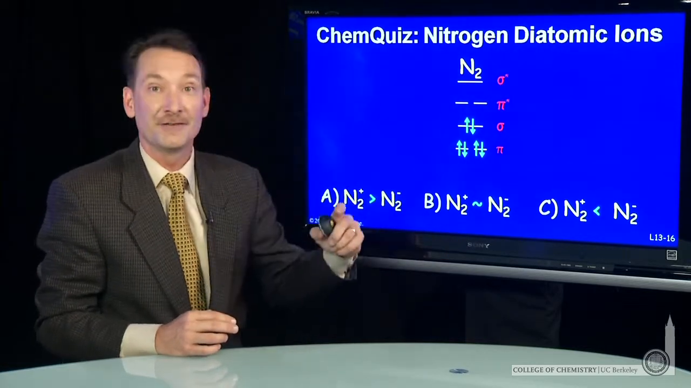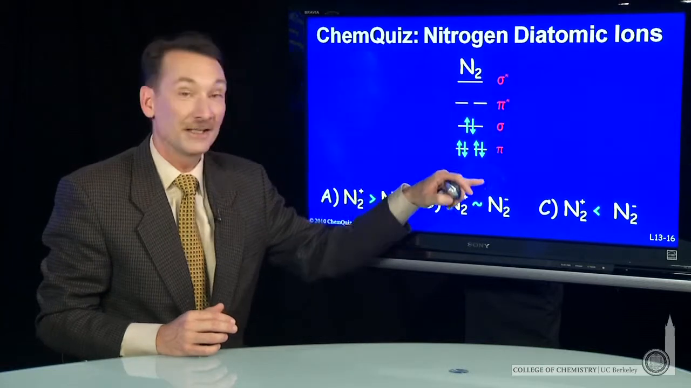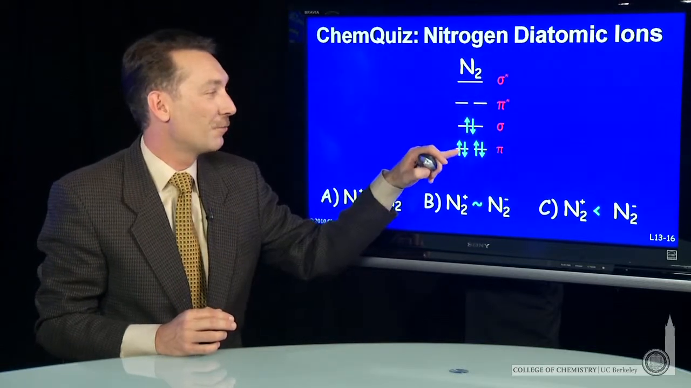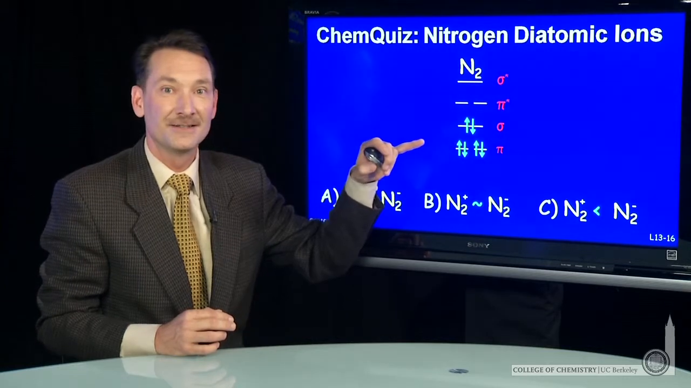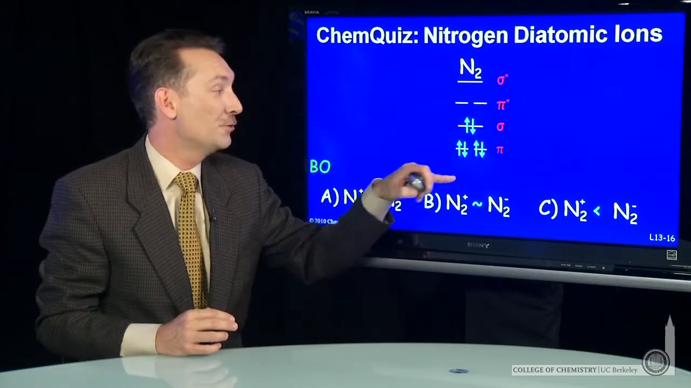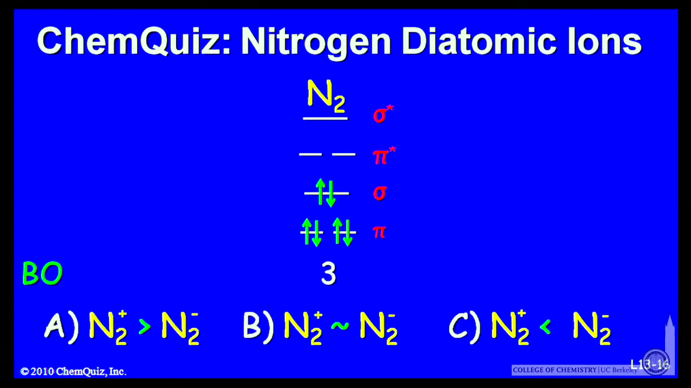So the bond order for nitrogen is the bonding electrons minus the antibonding electrons divided by 2. So that's 1, 2, 3, 4, 5, 6 bonding electrons, no antibonding electrons. 6 divided by 2 is a bond order of 3. Now what happens when I add an electron to nitrogen?